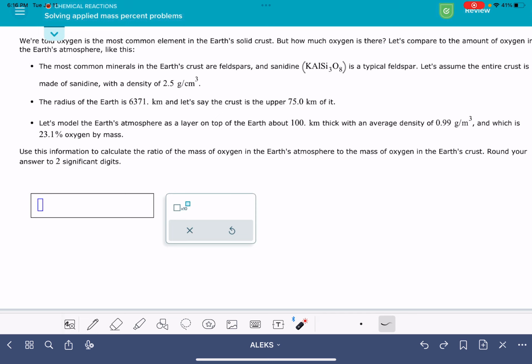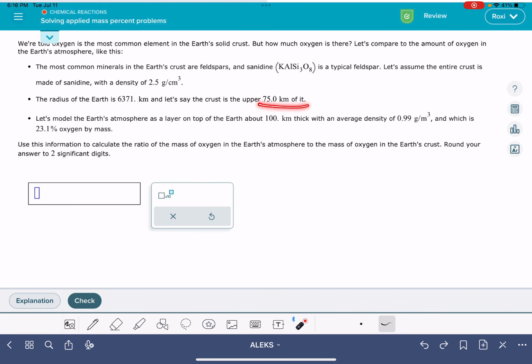With all the variations of this problem that I've seen, the variation comes right here in this number, because I'm seeing pretty consistent numbers for the rest of it. Double check your numbers. I didn't look at a ton of versions of this problem, but it looks like this is where ALEKS varies the problem from one to the other. So we're going to start by calculating the amount of oxygen in the crust. To do that, we have to figure out how big the crust actually is, because it gives us the radius of the Earth, and then it tells us that the crust is the upper 75 kilometers of that radius.